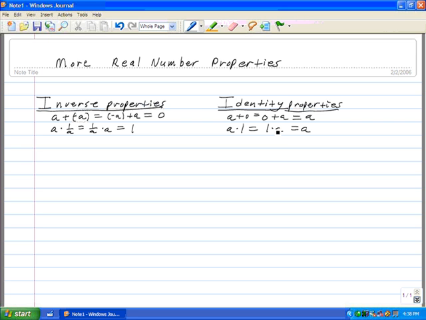Now I wanted to point out that as far as our inverses are concerned, every number has an opposite. In other words, every number has an additive inverse. And the identities work with any number as well.